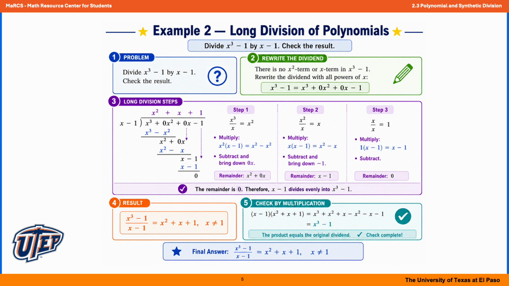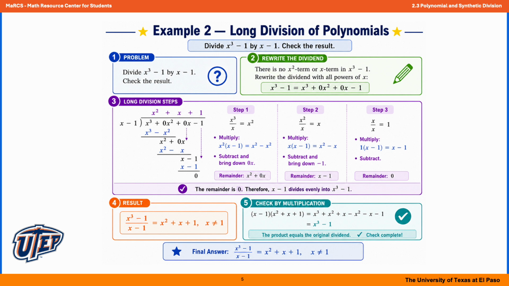So then we can multiply that x back into the x minus 1. So we're left with x squared minus x. Now we can subtract those two, and we're left with x. Now we can bring down the negative 1 and divide x by x, so that will give us 1. So now we can multiply back the 1 times x minus 1, and we're left with x minus 1.